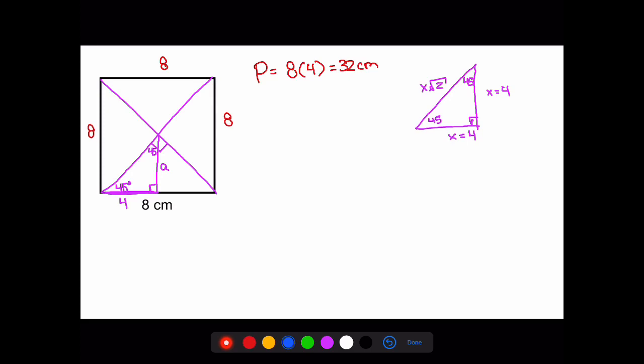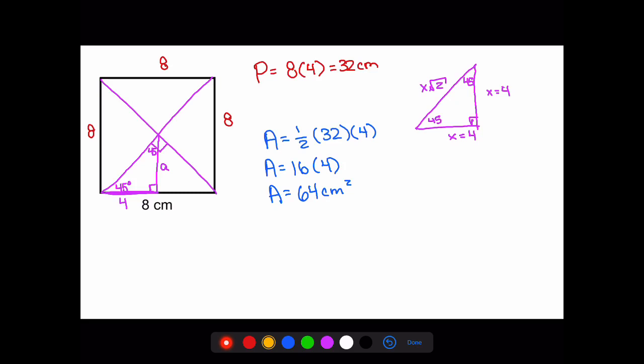Lastly, we can use our area formula. Area is equal to 1/2 our perimeter, 32, times our apothem, 4. This will give us area is equal to half of 32 is 16, times 4 will give us 64 centimeters squared. Now if you're like, okay, that works, awesome.